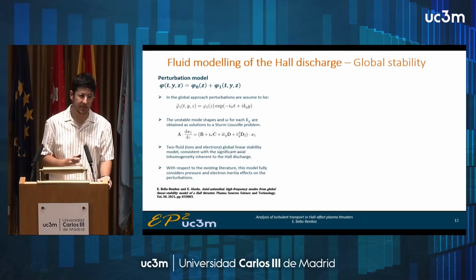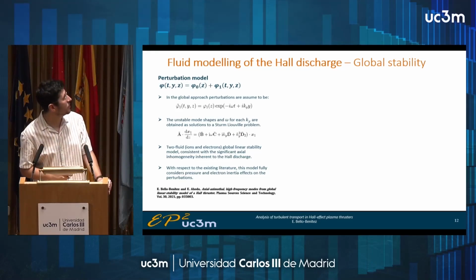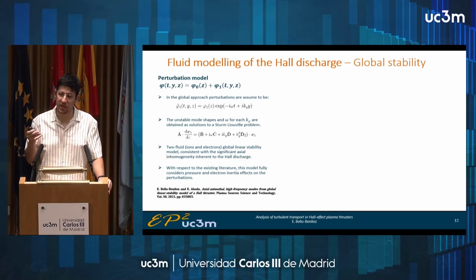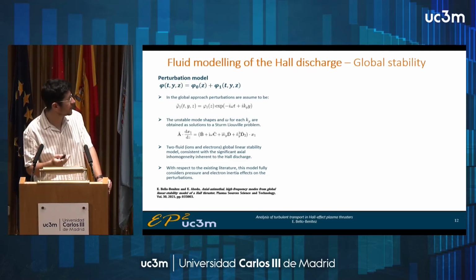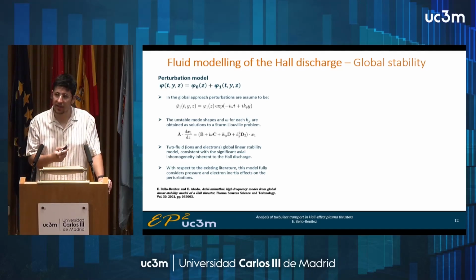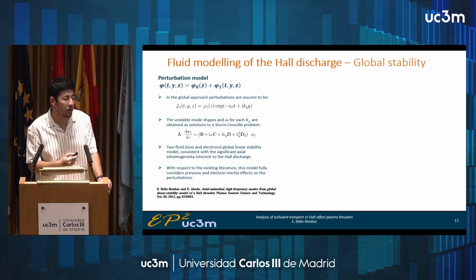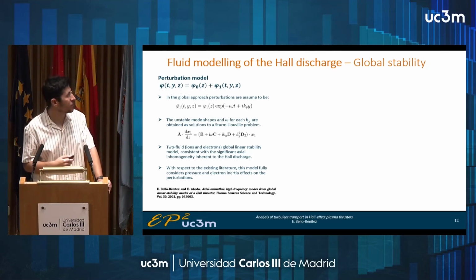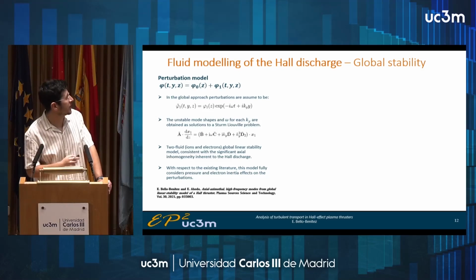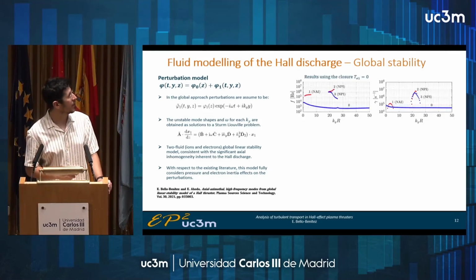In this kind of analysis, we focus on high frequencies. For that reason, we only consider ions and electrons, and we are able to solve the axial inhomogeneity of the plasma consistently, which is not possible with local analysis. Also, compared with the existing literature, our model fully takes into account the pressure and electron inertial effects, okay?